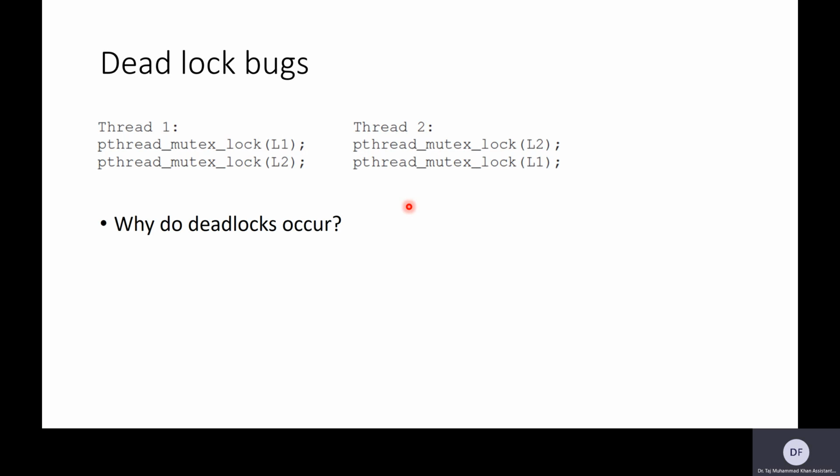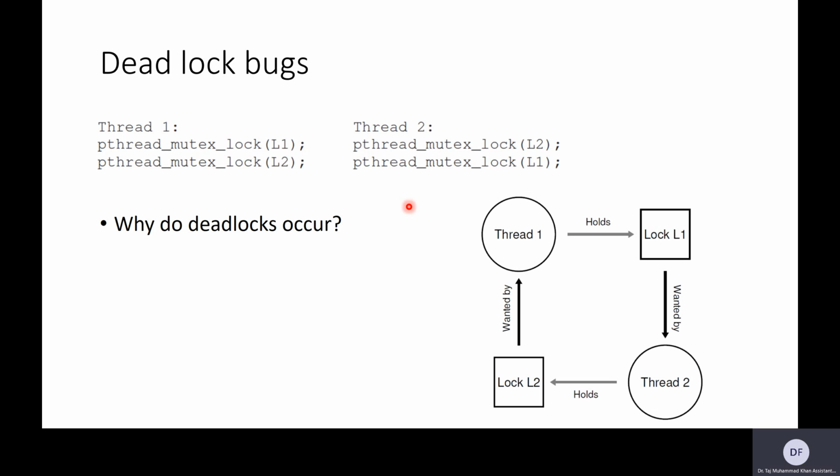So why do deadlocks occur? There are some conditions that need to happen when in our program there is a deadlock. Here, as we just discussed, there is this circular dependency. Thread 1 holds lock 1 and is waiting for lock 2. Thread 2 is holding lock 2 and is waiting for lock 1.